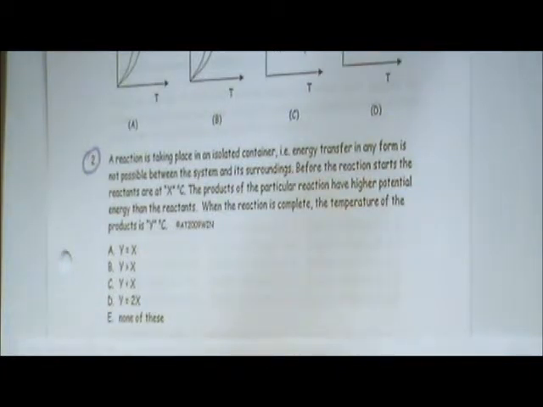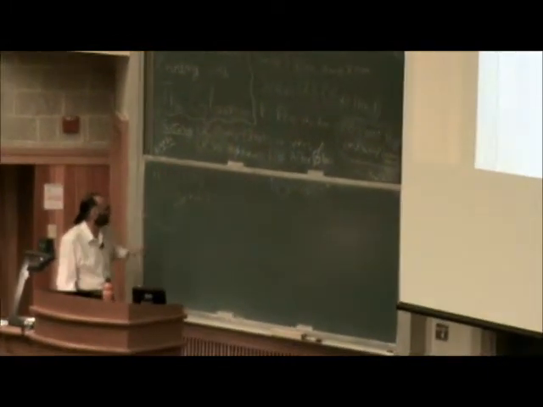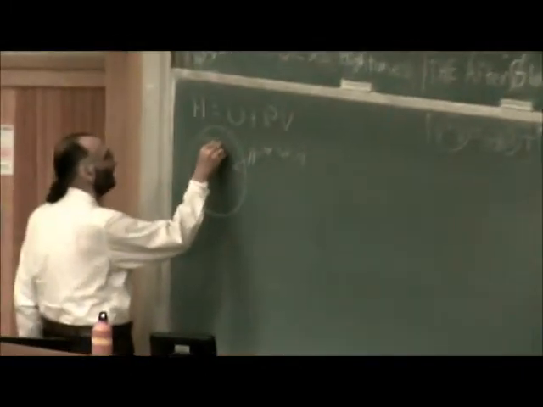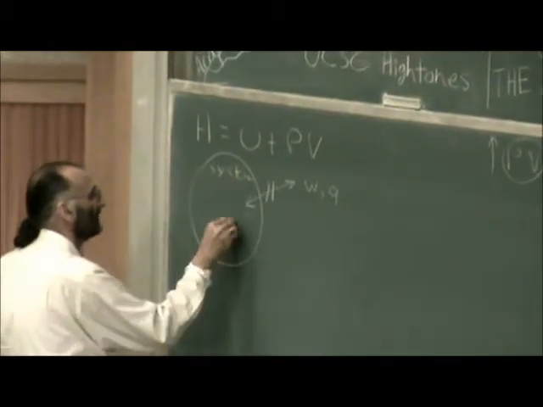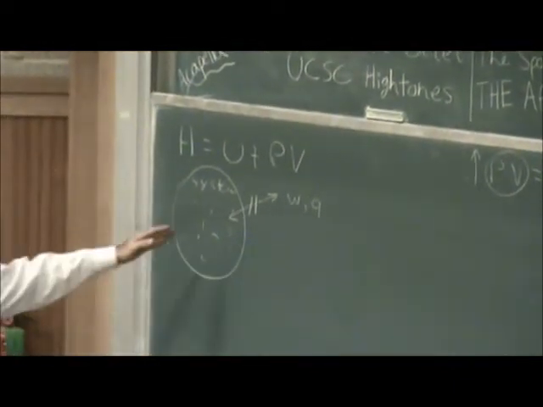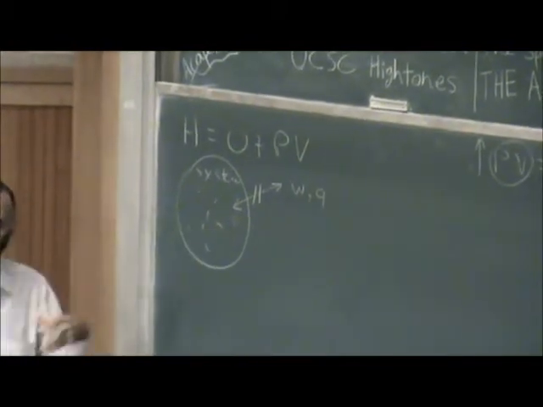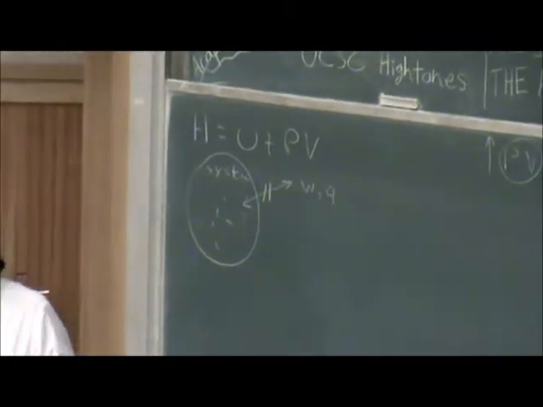So there is no way to have energy transfer in the form of work and heat between the surroundings and the system. Well, this is the system, right? And there are chemicals here reacting and so on and so forth. But it's an isolated system. So there's no way to get energy in the form of heat or work between the system and the surroundings, because the chemicals are in that container and surroundings, right?